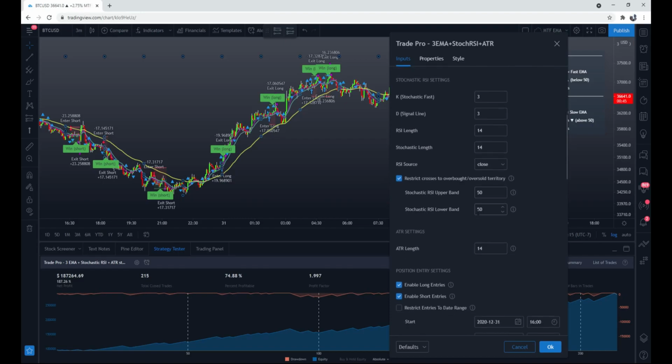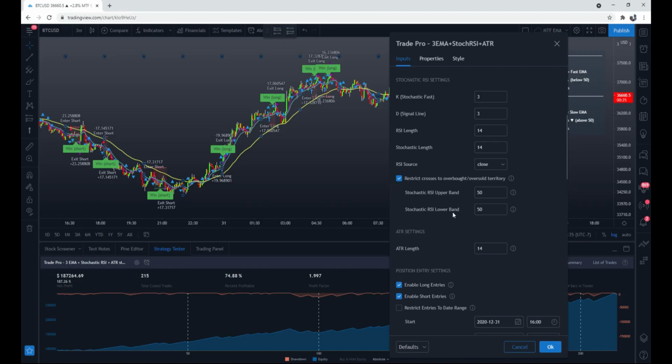Next, we have another thing with the stochastic RSI, and that is the ability to restrict your entries to either the overbought or oversold territory of the stochastic RSI. And you can also choose where you want the stochastic RSI upper band and lower band to be located.